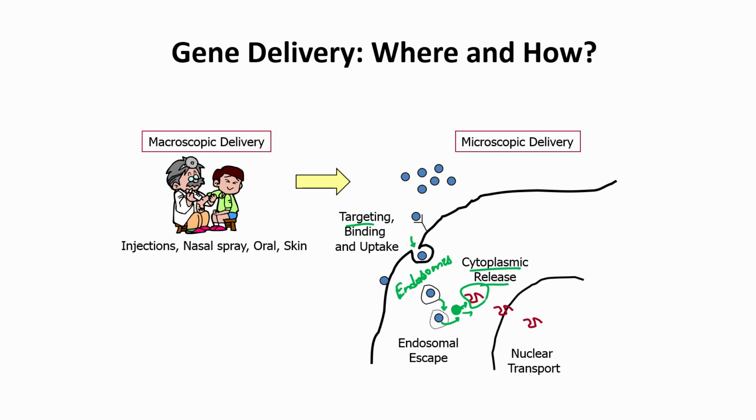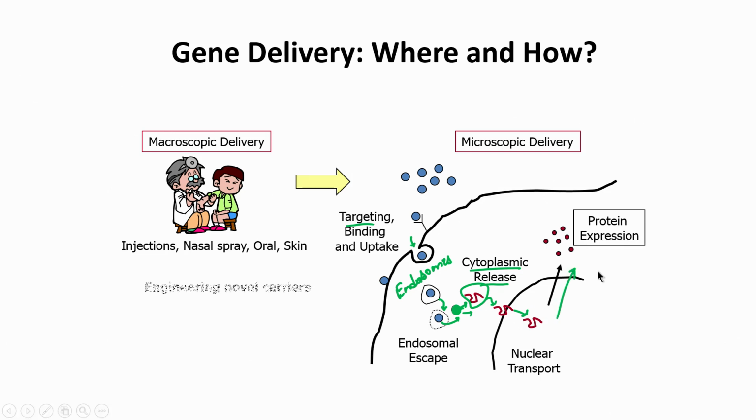And then either using NLS or some other strategy, we hope that this DNA will translocate to the nuclear membrane and go into the nucleus, and once it goes there, we hope that it is still functional and starts secreting the protein. So this is the whole overview of gene delivery in a nutshell.